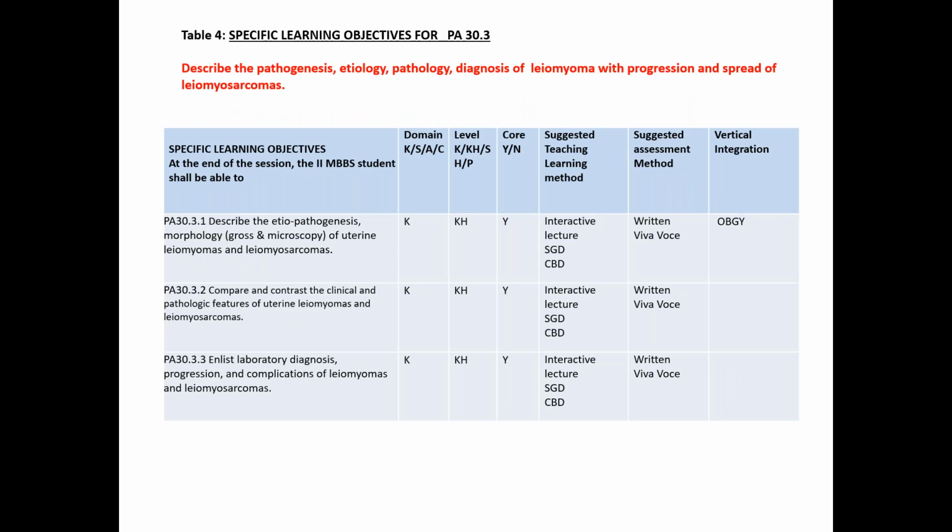The third one, describe the pathogenesis, etiology, pathology, diagnosis of leiomyoma. I've corrected it here: diagnosis of leiomyoma with progression and spread of leiomyosarcomas. The first SLO: describe etiopathogenesis and morphology of uterine leiomyoma and leiomyosarcomas. This can be an interactive lecture or even a case-based discussion with integration with OBGY.